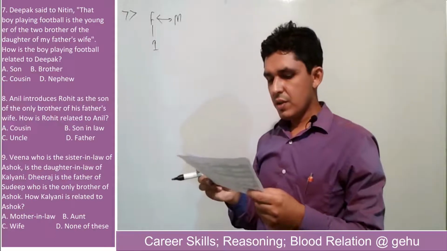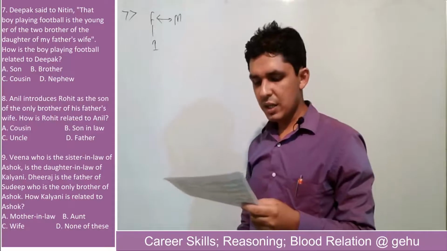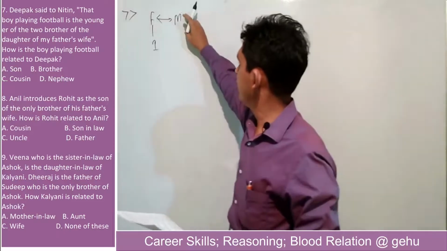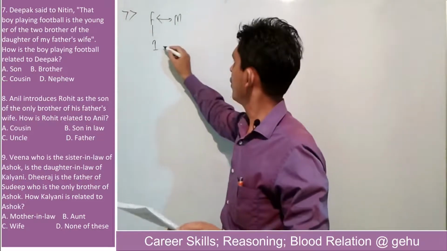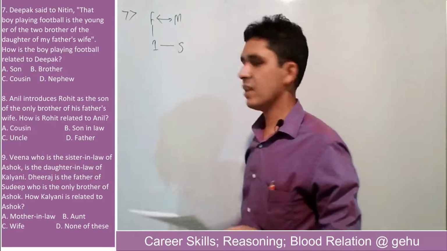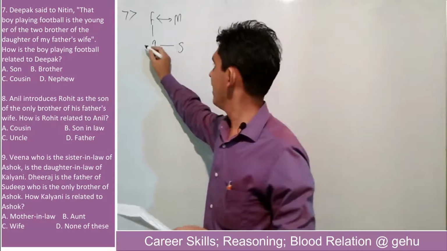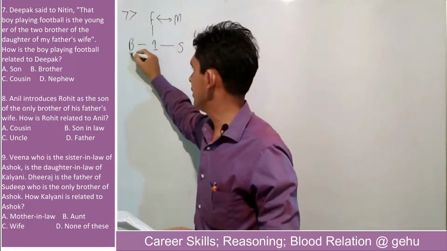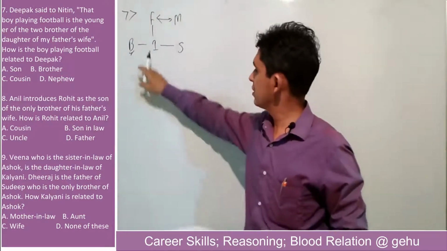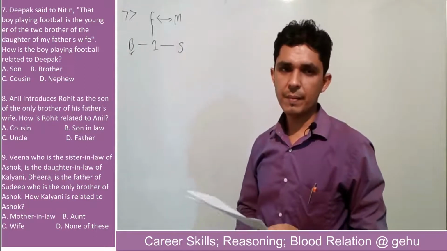Thereafter, that boy playing football is the younger of two brothers of the daughter of my father's wife. My father's wife and daughter of my father's wife, that means my sister. So I can write it as S. And younger of two brothers, that means one brother will be I itself, and the next brother will be this, right? So I am saying, and about this boy I am saying, so this will be my brother, right?